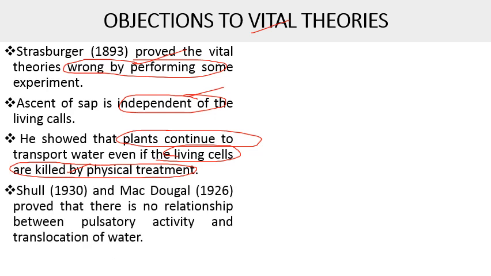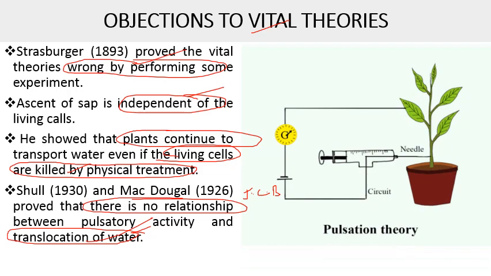Then Shull in 1930 and McDougall in 1926 proved that there is no relationship between pulsatory activity and translocation of water. So this J.C. Bose's theory fails here, because there is no correlation or relationship between pulsatory activity and water absorption or translocation of water. So this theory failed here.